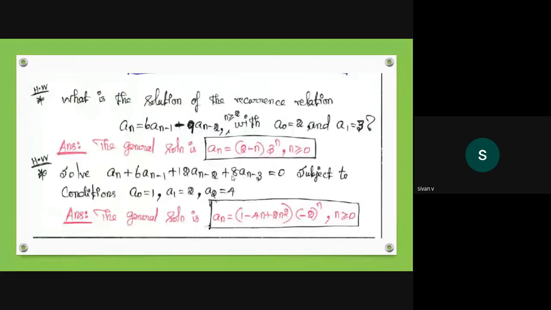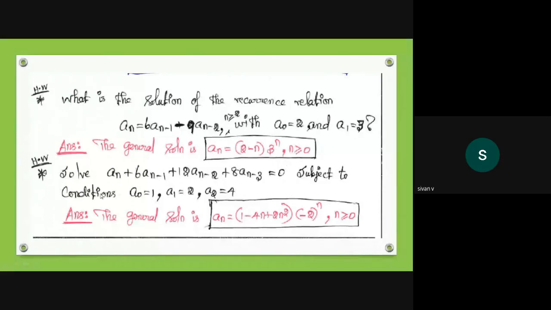Take this problem as a homework problem. What is the solution of the recurrence relation a n equal to 6 a n minus 1 minus 9 a n minus 2, given n greater than or equal to 2, with the two initial conditions a naught equal to 2 and a1 equal to 3? Its solution is a n equal to (2 minus n) into 3 power n, n greater than or equal to 0.